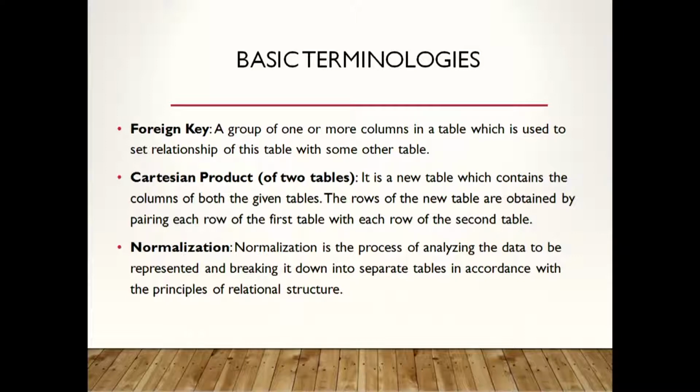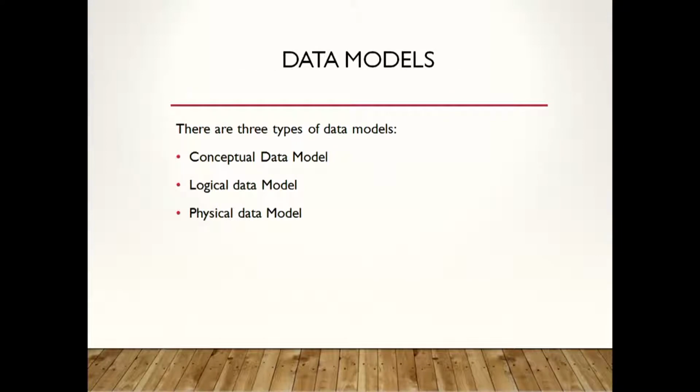Then Cartesian product. Cartesian product is taken for two tables, obviously. It is a new table which contains the columns of both the given tables. The rows of the new table are obtained by pairing each row of the first table with each row of the second table. Then normalization. Normalization is the process of analyzing the data to be represented and breaking it down into separate tables in accordance with the principle of relational structure.